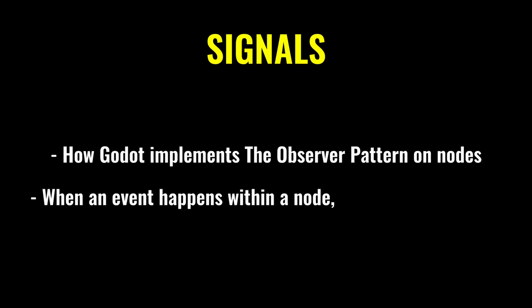So in Godot, whenever something happens, for example a collision or when an object goes off camera, a signal gets emitted.